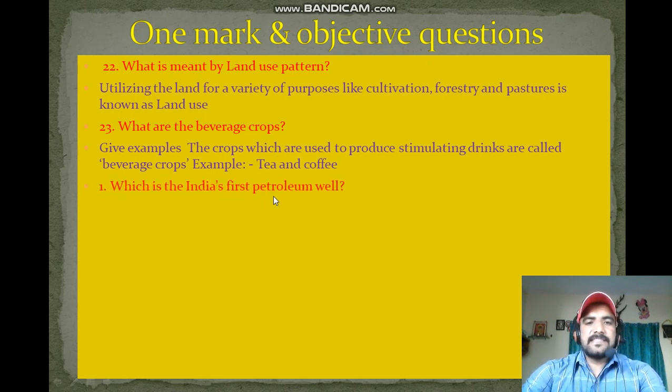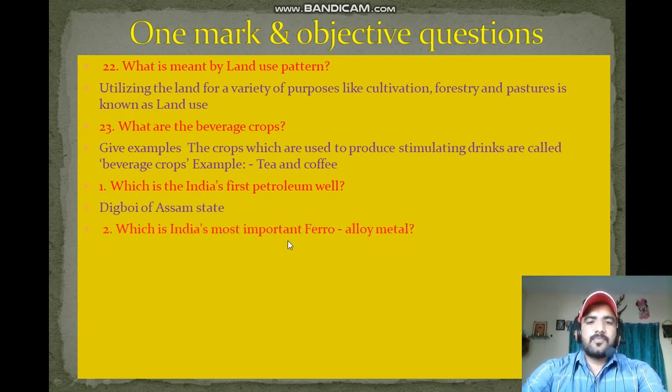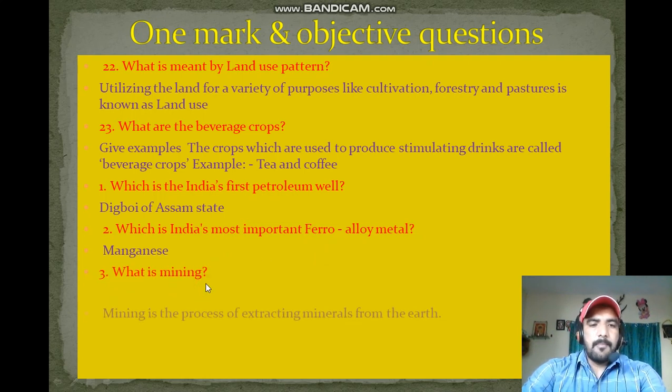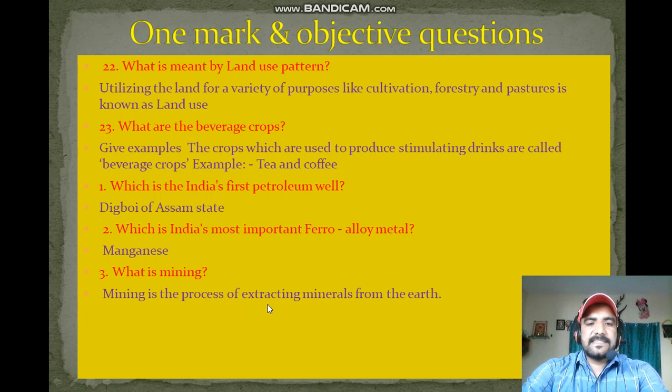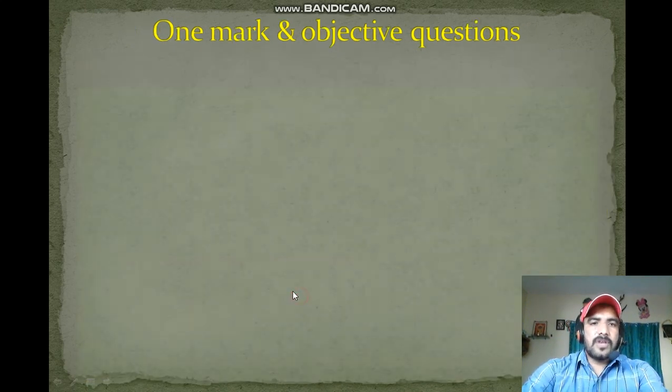Next question, which is India's first petroleum well? That is Digboi of Assam state. Next question, which is India's most important ferroalloy metal? That is manganese. Next one, what is mining? Mining is the process of extracting minerals from the earth. It's called mining. Next question, what are minerals? Minerals are natural inorganic substances that possess a definite chemical composition and physical properties. This is minerals.